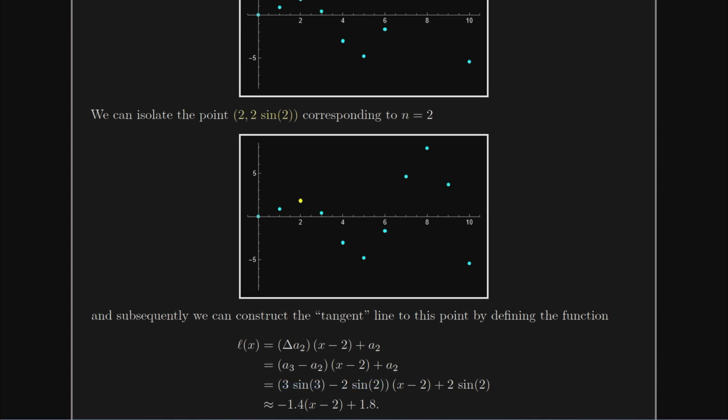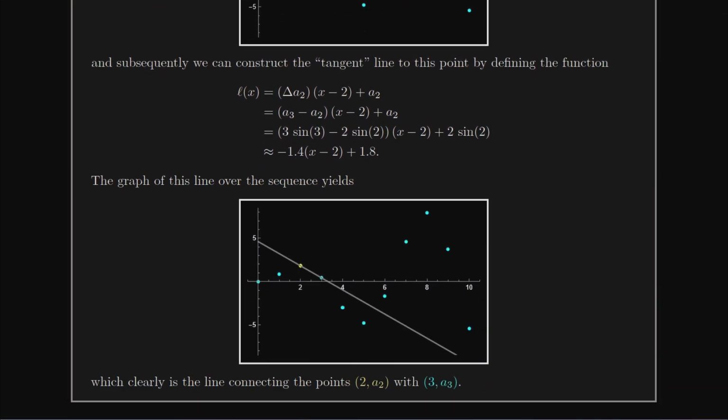If I plug that in my calculator and look for an actual number to associate to that, you end up with negative 1.4 for your slope, as well as 2 sine 2 is 1.8. So if I plot that line, the line L of x equals negative 1.4 times (x minus 2) plus 1.8, I get the line down here. And you can see exactly what this line does. It kind of balances on the point I care about, as well as the point directly after. Right? Here's the point I care about, there's the point directly after.